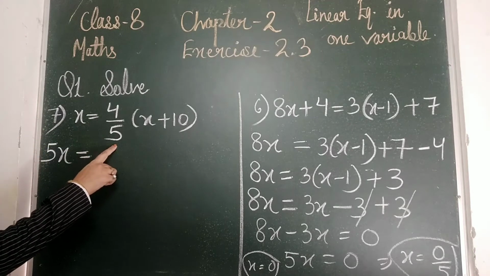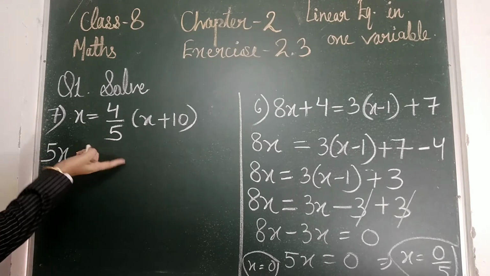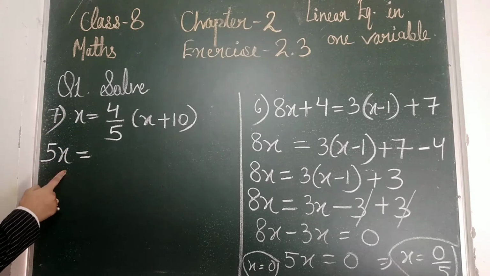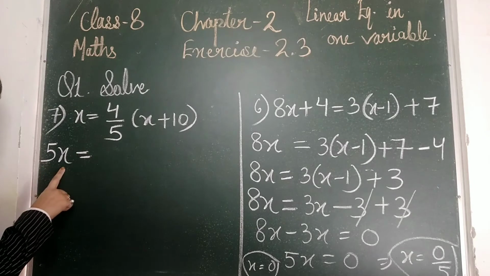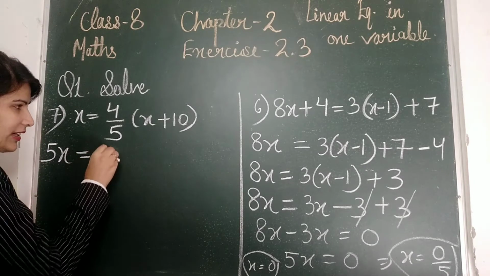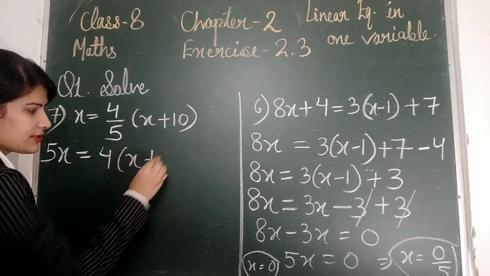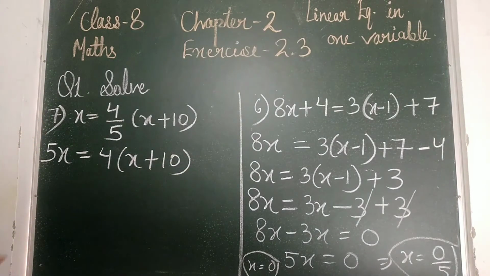That means if something is in the form of division, after transferring it comes into the form of multiplication. So the denominator 5 will change into a numerator with multiplication. Now here what is left? 4x plus 10, like this. Okay. Now what we have to do is 4.